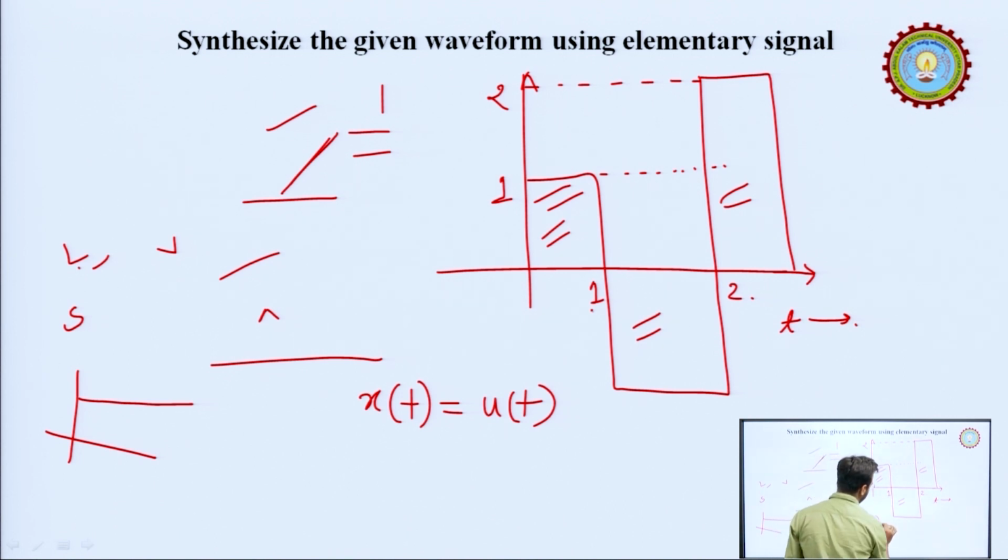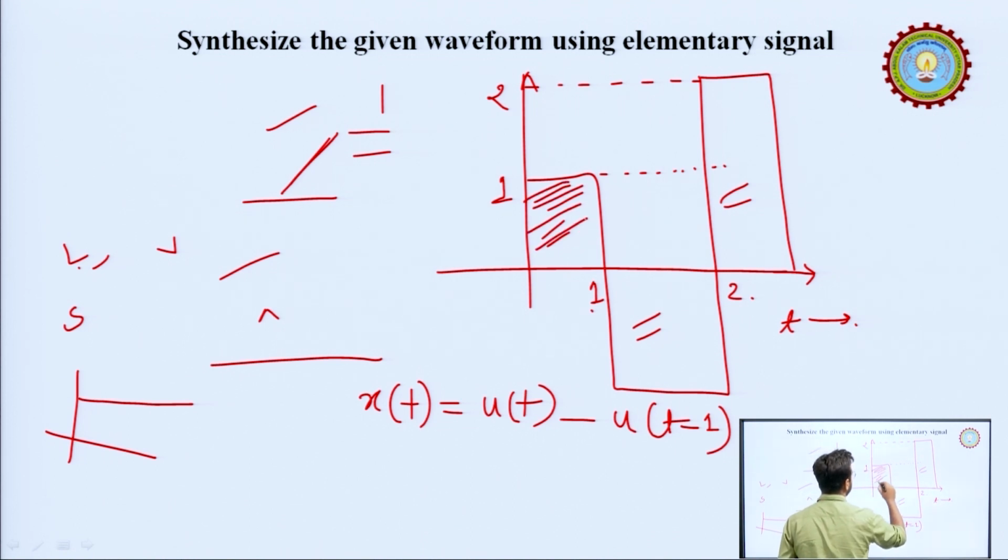To subtract a unit step, you have to write the step with negative amplitude. You write u(t) for the unit step added at t equal to 0, but now you are required to add a unit step at t equal to 1, so I will write u(t minus 1). After writing this, you have completed this part. Similarly, we can solve this for these two blocks.